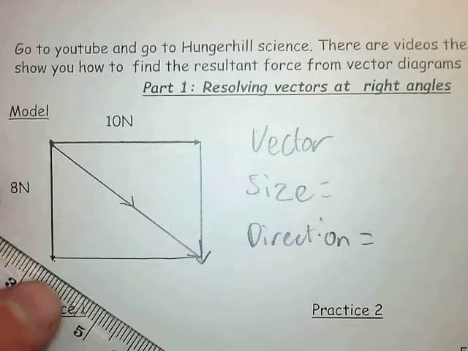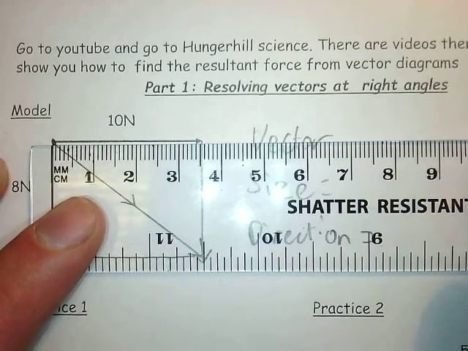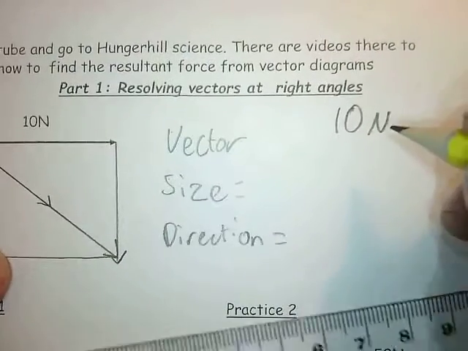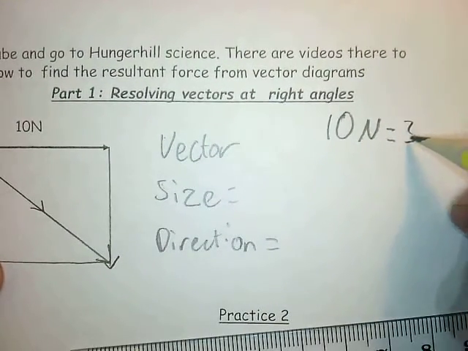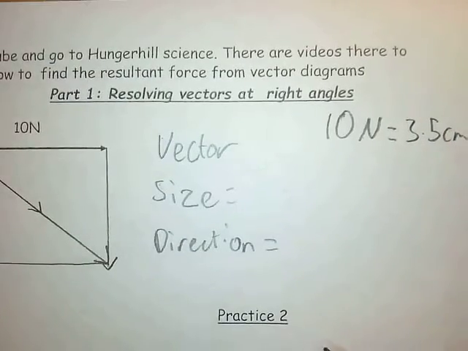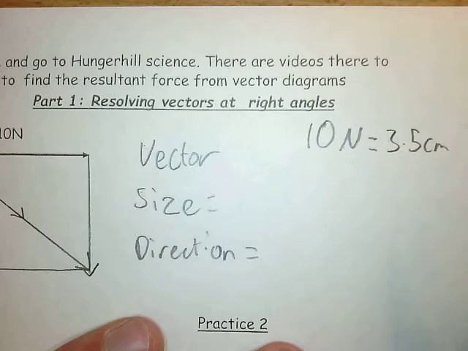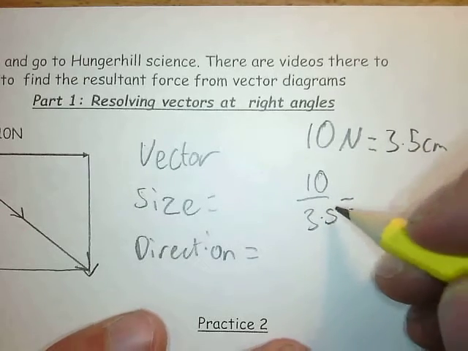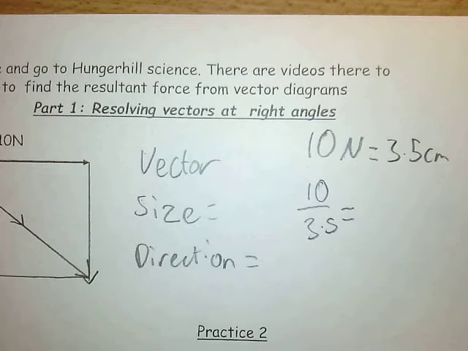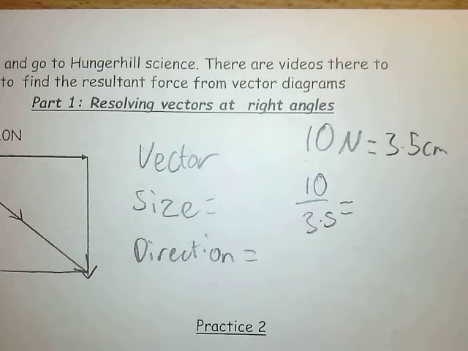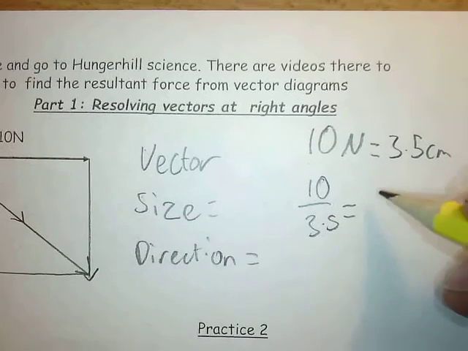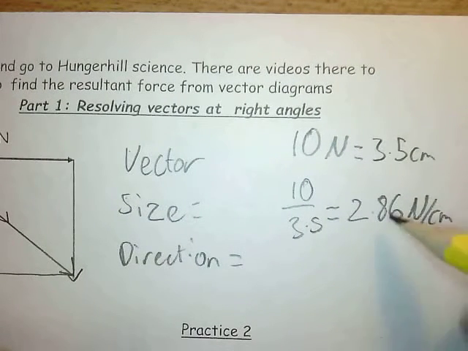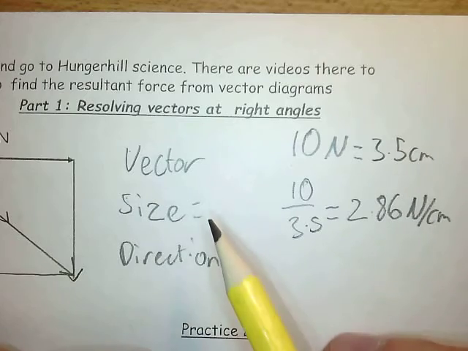Okay, so to find the size, I know that this one at the top is 10 newtons, so I know that 10 newtons, okay, I'll move this over a bit, is equal to 3.5 centimetres. I want to know how many newtons are equal to 1 centimetre. So I'll divide the 10 by 3.5. So I'll do 10 over 3.5. Okay. And that will give me an answer of 2.86 newtons per centimetre. So I know every 1 centimetre is worth 2.86 newtons now. I've found out what the scale is.